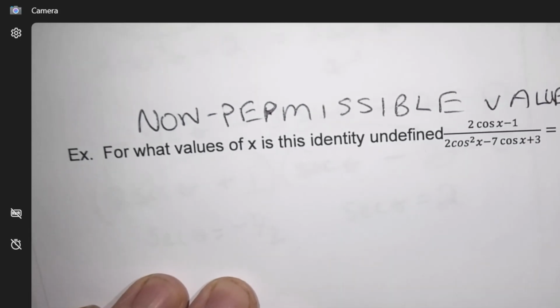So this is at the bottom of a page. Yeah, I think maybe of your notes. Are you in your notes? Found it? We're going to talk about non-permissible values.